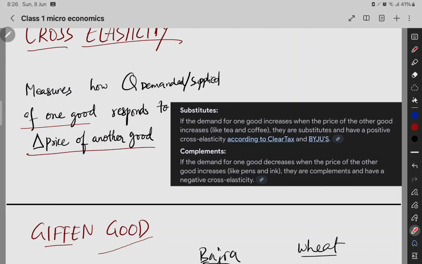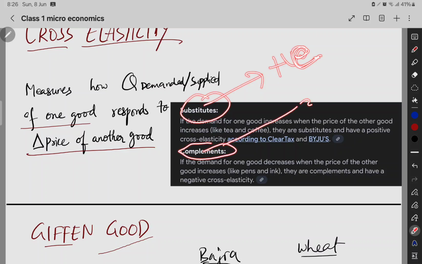Whereas when I take complements, bread and jam, if the price of jam increases, then why would people buy bread? They also need to eat it with jam, so you cannot simply buy bread. That means complements have a negative cross elasticity. Remember this: substitutes have positive cross elasticity, because our demand will increase if our substitute's price increases.